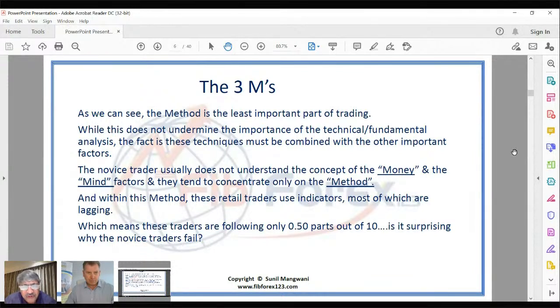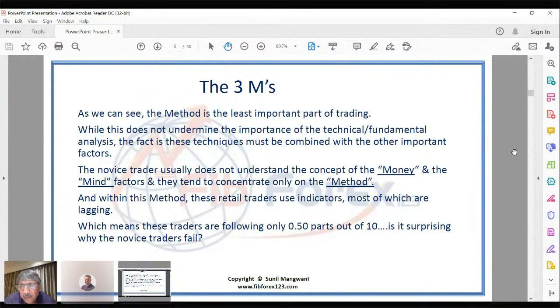Any new traders, amateur traders, novice traders, usually do not understand this concept of the money and the mind, and they tend to concentrate only on the method. Within this method, these retail traders tend to use indicators more, most of which are lagging. And so a novice trader who comes in, I would say, follows only 0.5 parts out of 10. Is it surprising that these traders fail?